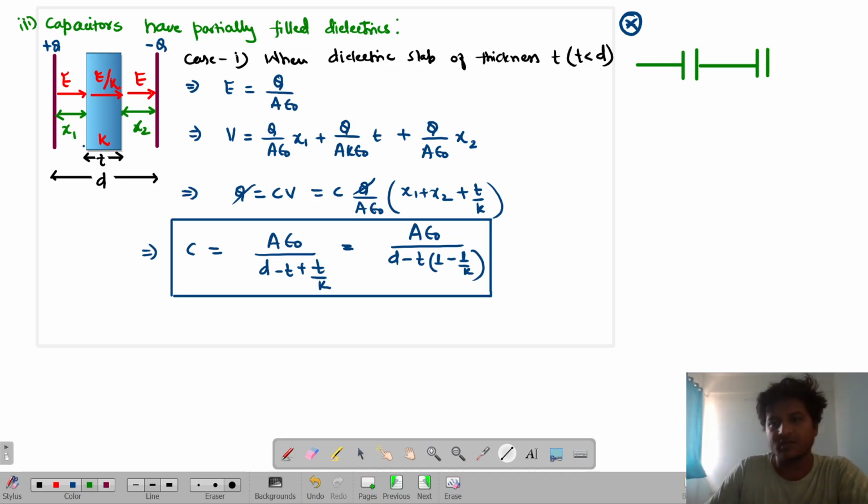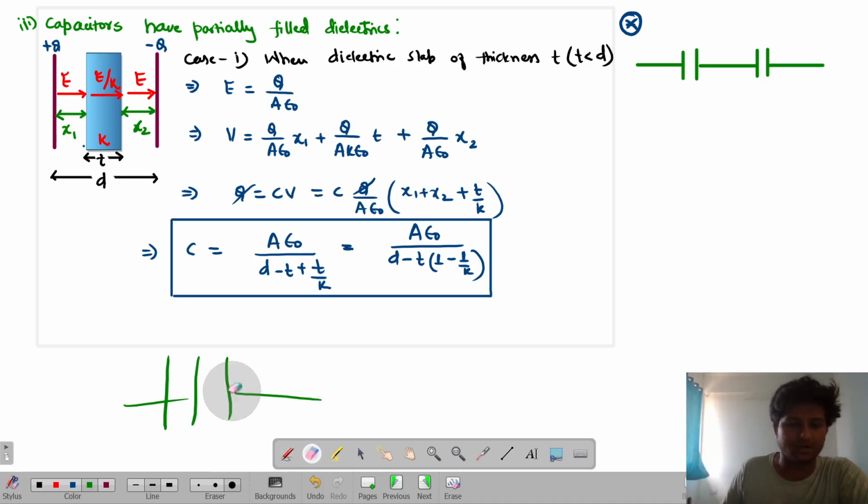Isn't it? Can you think like this or not? Look over there. If you see them, what is this arrangement? First, I have one plate, then another plate, then a third plate. So I can consider this as a series connection or not.